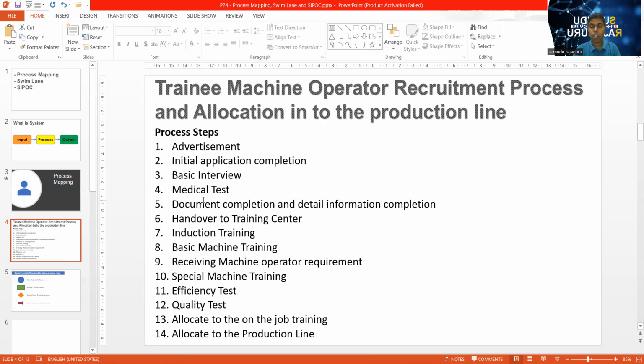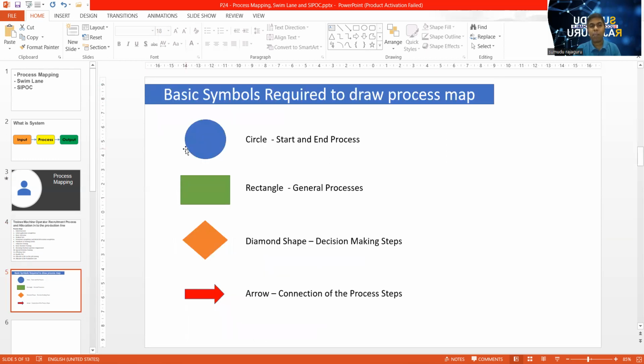Now we have completed the process steps, so we have to draw the process map. When we draw the process map, mainly we can use four symbols. The circle illustrates the start and end of the process. When we draw the process map, if there is a starting point or an end point, we have to use the circle. The normal rectangle illustrates the general process. Any process step, we can use the rectangle.